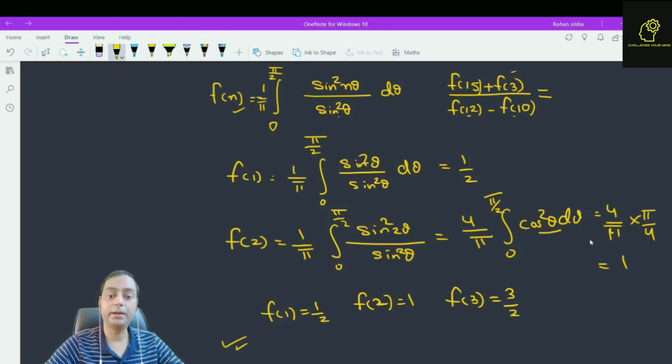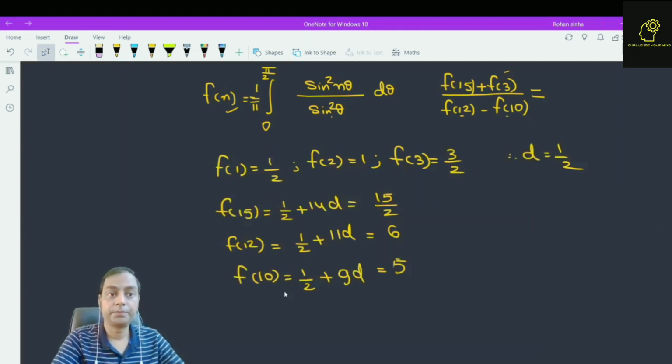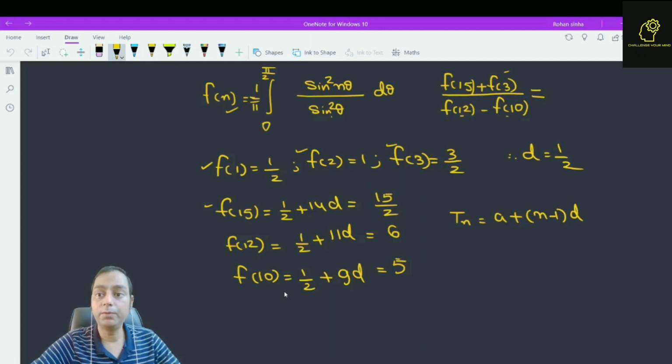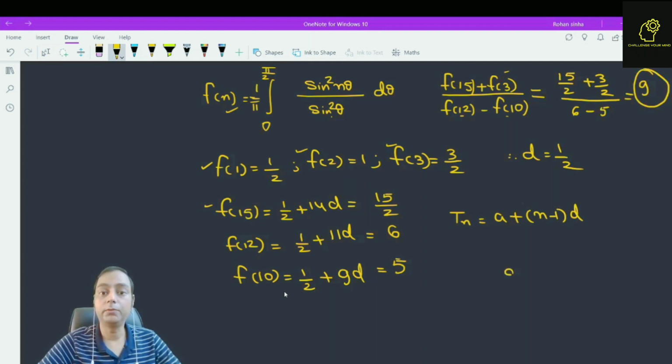In the same manner, we calculate the values of f1, f2, f3, and they are in AP with common difference 1 by 2. Now f15 is a plus n minus 1 into d, the nth term of an AP. Simply applying the formula, we obtain all the values, and finally putting them here, we find 15 by 2 plus 3 by 2 divided by 6 minus 5. So this is equal to 9. So the answer to this question is 9.